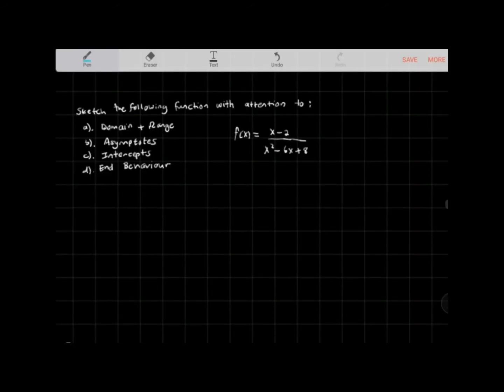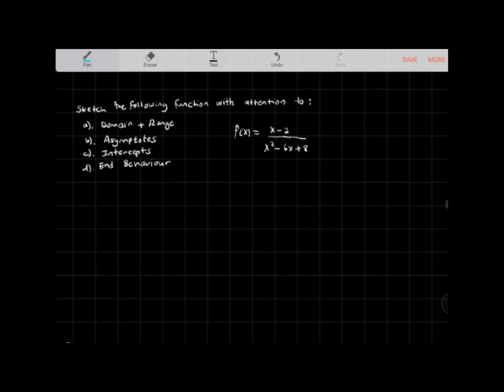Alright, let's take a look at sketching another example of a hole found in a rational function. So here we can actually notice that the degree of the denominator is 1 higher than the degree of the numerator. If I factor this, let's use a different color here. So if I factor the denominator, we get x minus 4 times x minus 2, right? And you can use the decomposition method.